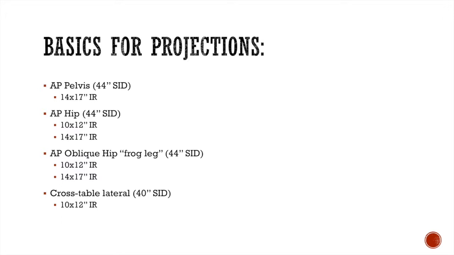There's also an AP oblique hip or frog leg projection at 44-inch SID. Again, according to Merrill's, you should be using about a 10 by 12-inch IR, but some healthcare facilities prefer to have more of the femur included, and so they use a 14 by 17-inch IR in lengthwise position. For the cross-table lateral projection, you'll be using about a 40-inch SID, which you will have to measure yourself, and a 10 by 12-inch IR in crosswise position.